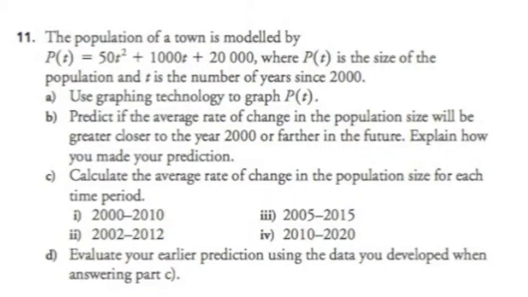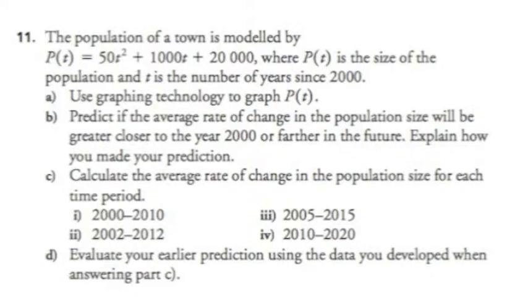Question 11 states that the population of a town is modeled by P of t equals 50t squared plus 1000t plus 20,000, where P of t is the size of the population and t is the number of years since 2000. 11a wants us to use graphing technology to graph P of t.